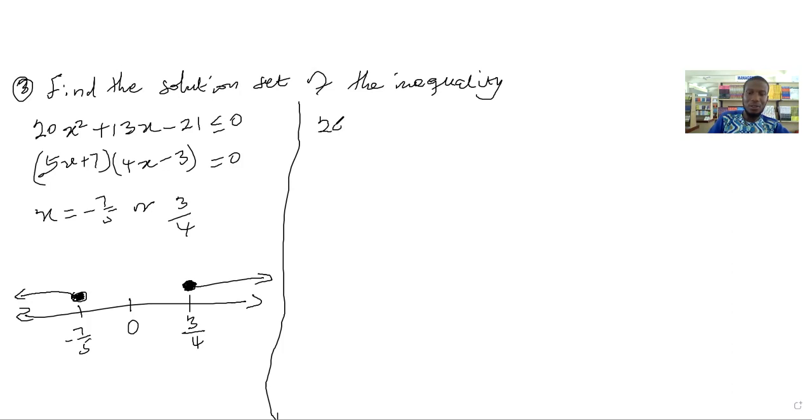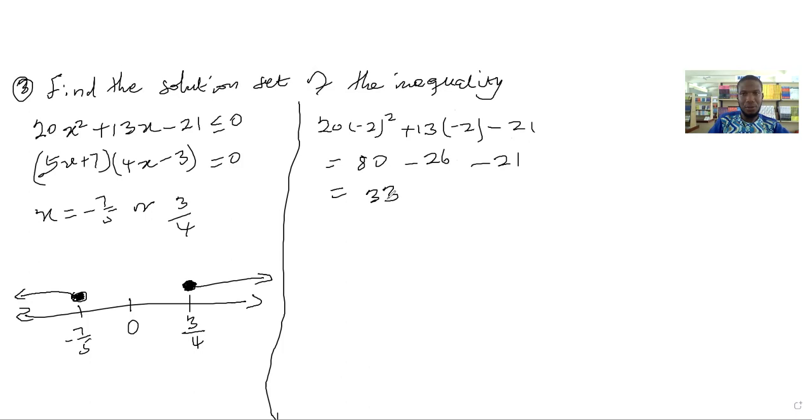So 20 times negative 2 squared plus 13 times negative 2 minus 21. So this is going to give me 80 minus 26 minus 21. And that also gives me 33. So 33 is a positive number. That means it will be positive here.